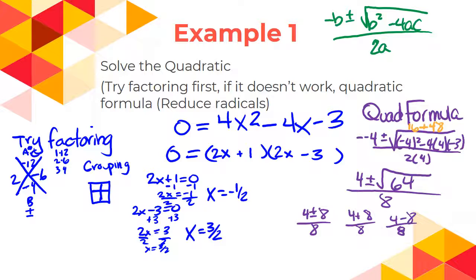So 4 plus 8 is going to be 12. 12 divided by 8 is 3 halves. Then I have 4 minus 8, which is negative 4. Negative 4 divided by 8 is negative half. So you'll notice that we're on the right track because we got the same two answers no matter which way we solved. Now notice those are located on your x-axis. So if you take those values, they should be on your parabola on the x-axis.